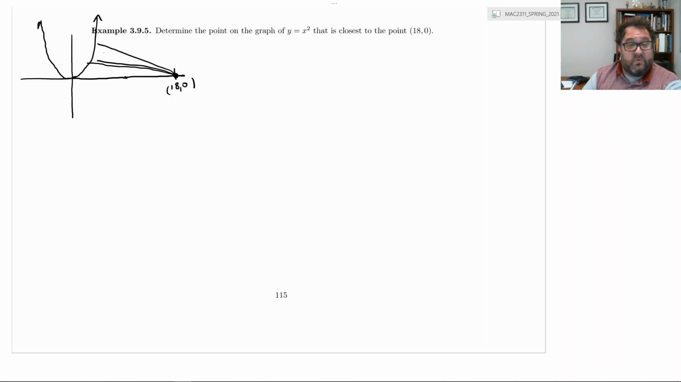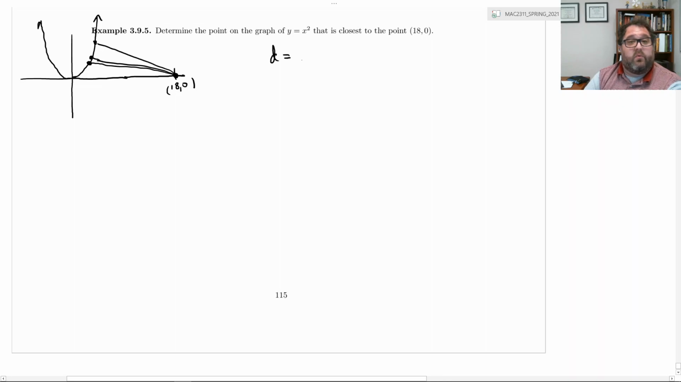Okay, define the point on the graph of y equals x squared, so some point over here, that's the closest to 18 comma 0. What's it going to be? How might we do this? Well, here we're trying to do what? The point that's closest, we're trying to minimize distance. So what's our distance formula?